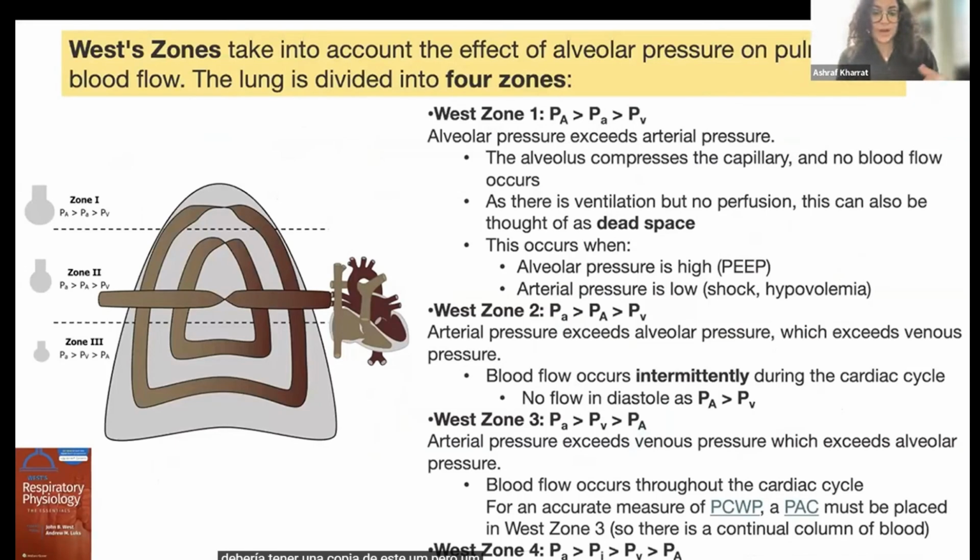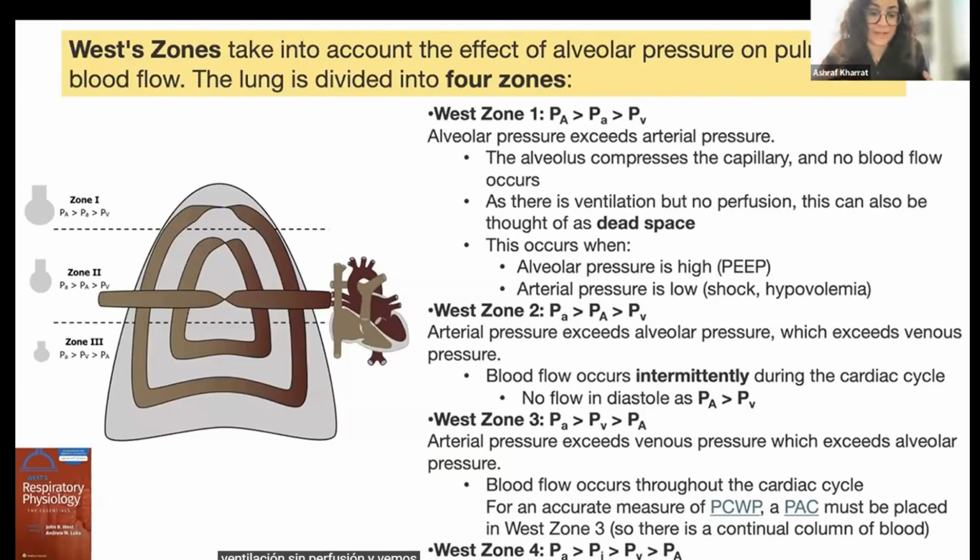But what West described are these different zones depending on the relative pressure gradient between alveolar pressure, arterial pressure, and venous pressure. So we're going to go through these because they're really important to understand normal respiratory physiology and normal blood flows through the lungs. So West Zone 1 is when alveolar pressure exceeds both arterial pressure and venous pressure. So we can see this really high alveolar pressure situation, so high that it can actually compress the capillary, the surrounding vasculature, and it's a no-flow situation there. We know this as dead space ventilation. Basically, it's ventilation without perfusion.